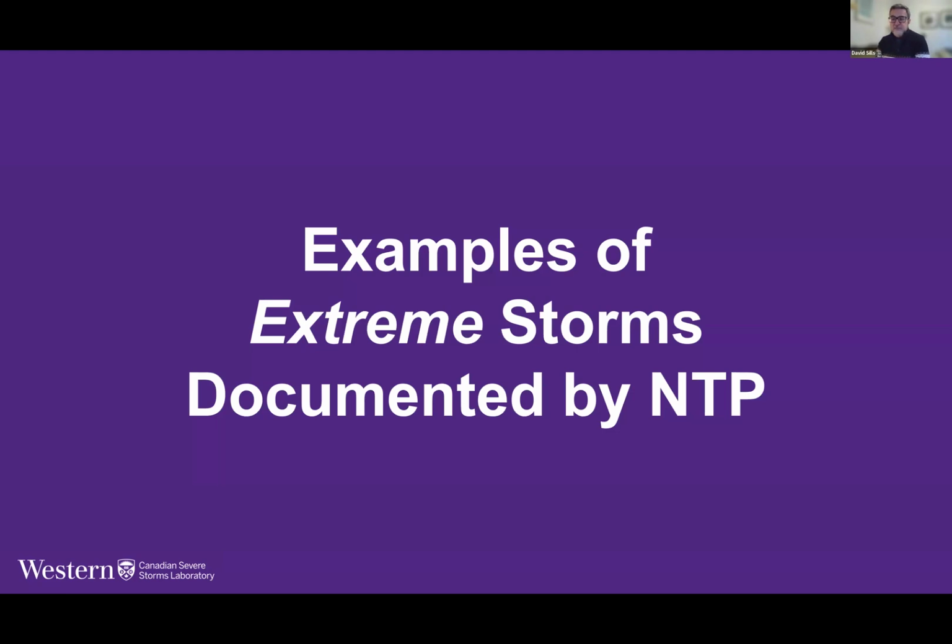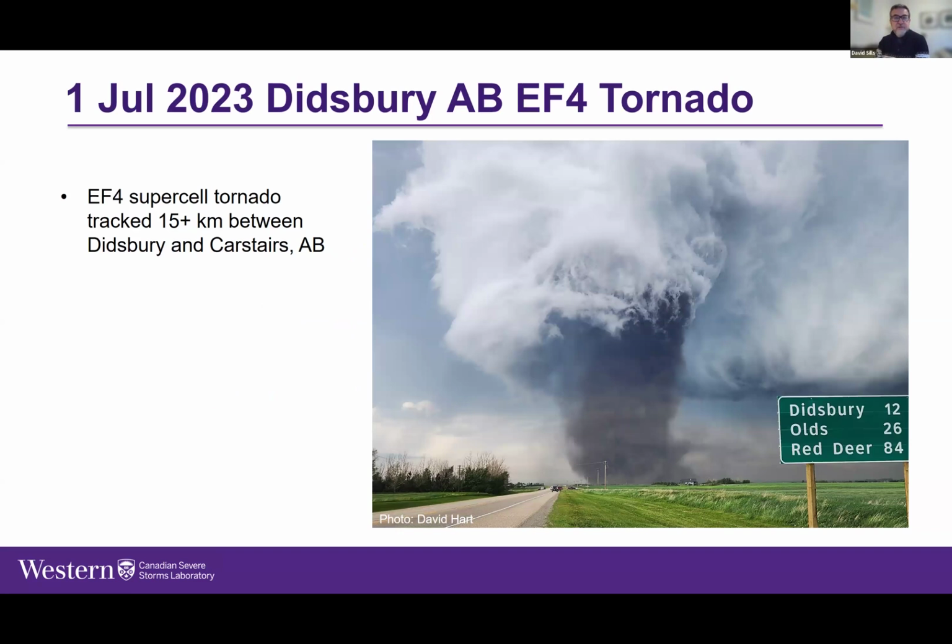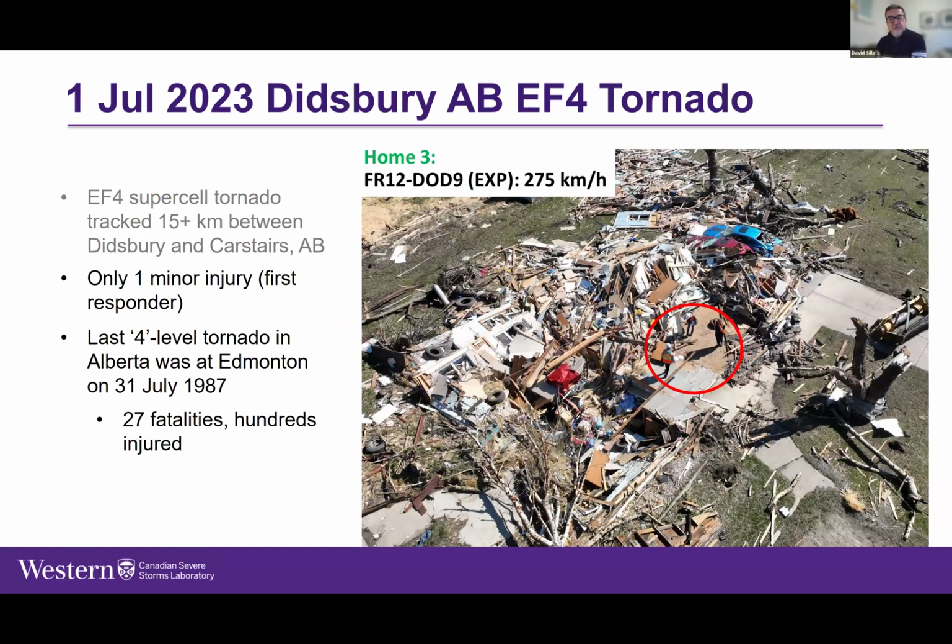So some examples of extreme storms documented by NTP. Again, the Didsbury tornado. This was an EF4 supercell tornado that tracked 15 kilometers between Didsbury and Carstairs. Only one minor injury, and that was due to a first responder getting cut, I believe. But these things, as EF4 tornadoes, have the potential for just catastrophic damage and loss of life.